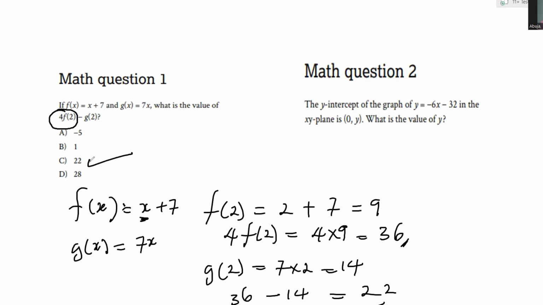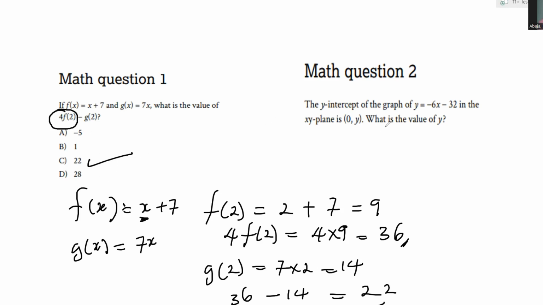So for mapping, this part is very, very simple and sweet, right? So f of 2 means you fix 2 wherever you see x in the function. Likewise, g of x means you fix the value wherever you see x in the function. Whatever you get, you subtract, and you're done with the question.